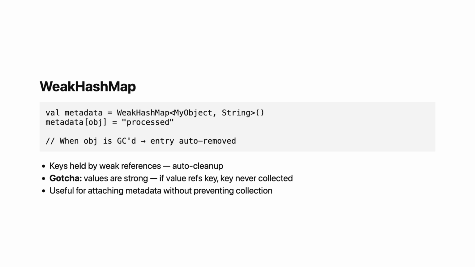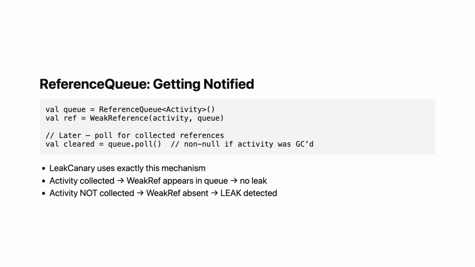A ReferenceQueue is how you find out that a referenced object has been collected. When you create a WeakReference or SoftReference, you can optionally pass a ReferenceQueue. When the GC collects the referenced object, it enqueues the reference object itself into the queue. You can then poll the queue to discover which references have been cleared.